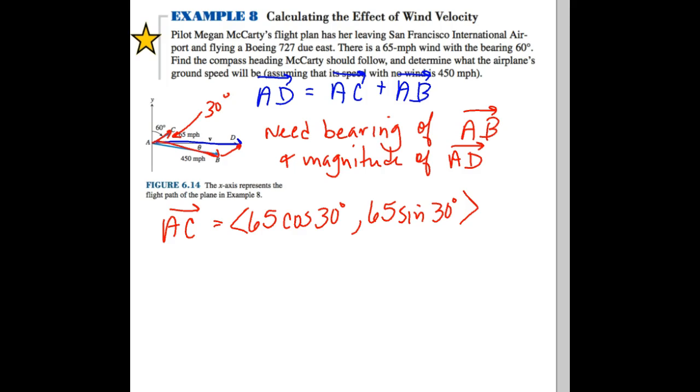Okay. Let's look at vector AB. Now, we are given a magnitude for AB. What do they tell us? 450 miles per hour, right? But they haven't given us the direction angle. We have to find that. So we're going to just set it up as 450 cosine theta and 450 sine theta. We good with that?